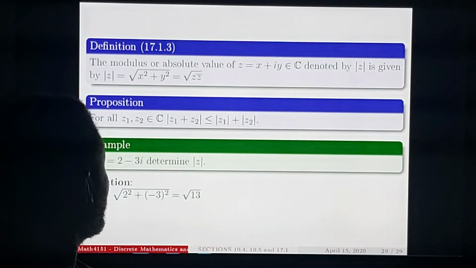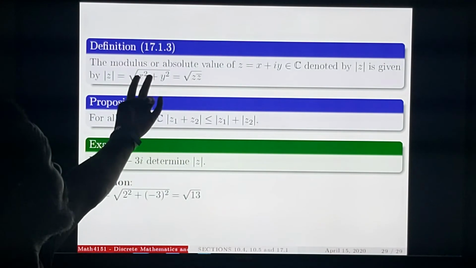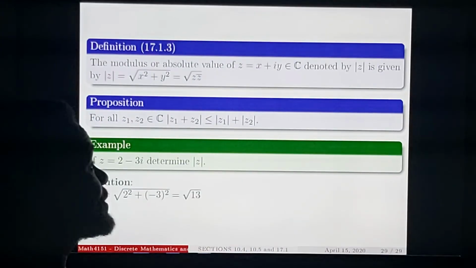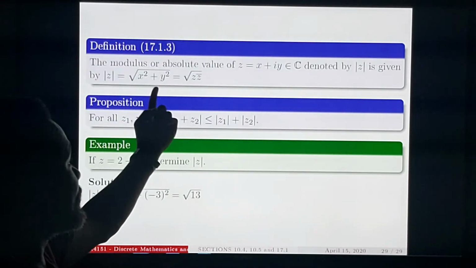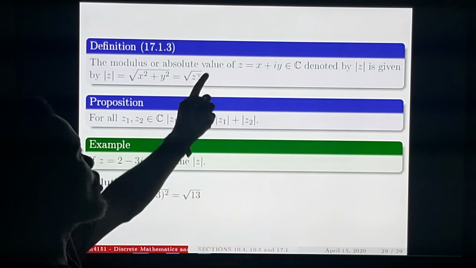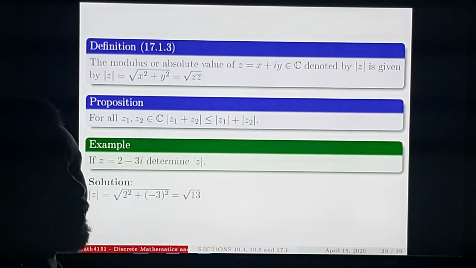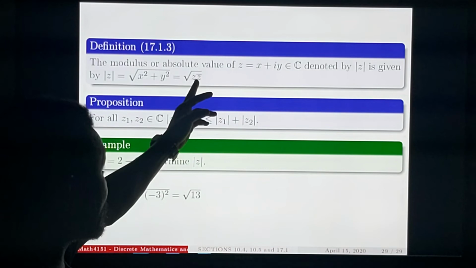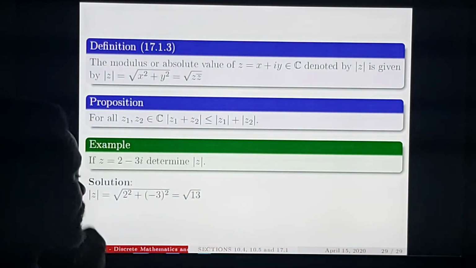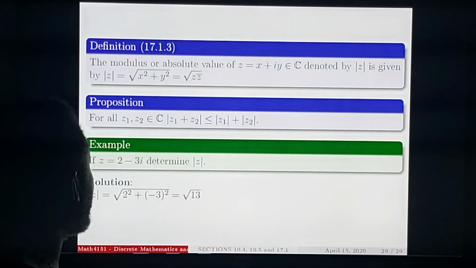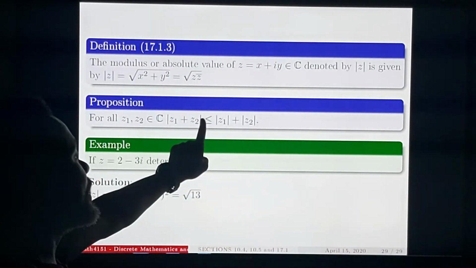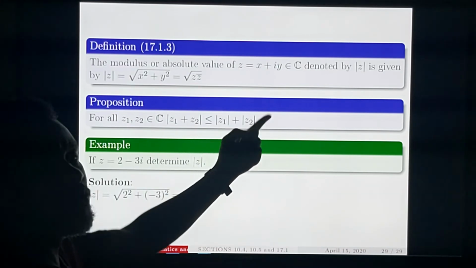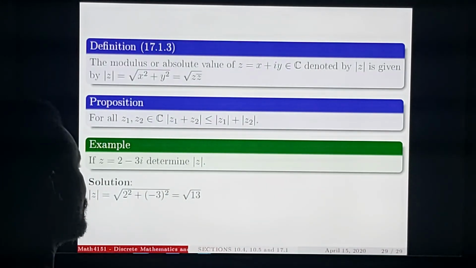So the last definition is the absolute value or modulus of a complex number z, denoted by that, is given by, you just square the real part and the imaginary part, and find the square root. And this turns out to be the square root of z times the complex conjugate of z. Please check this part. Then there's a proposition which you may have seen in section 1.8, which just says that for any two complex numbers, z1 and z2, the modulus of the sum is less than or equal to the sum of the individual moduli of the two numbers. This you can check also. You can prove it actually, because in section 1.8 we are dealing with proofs.